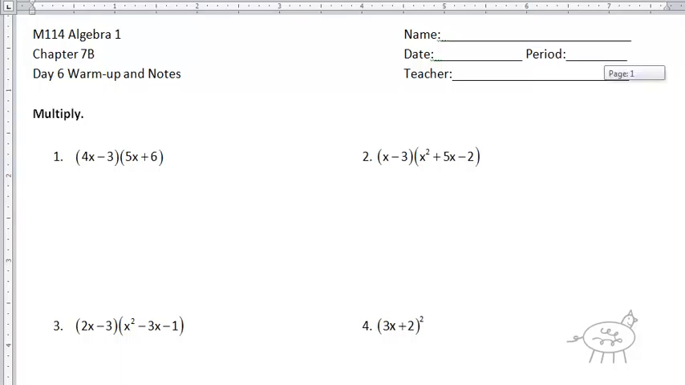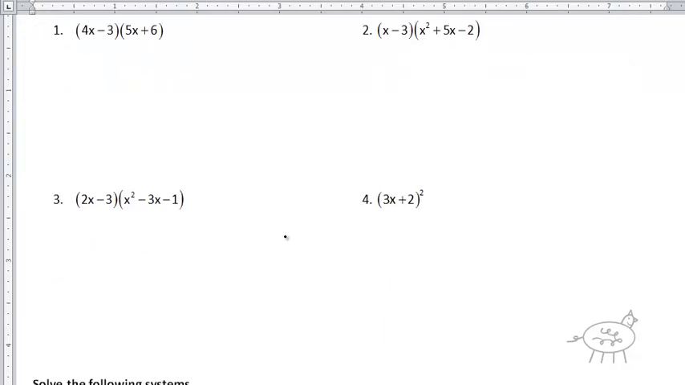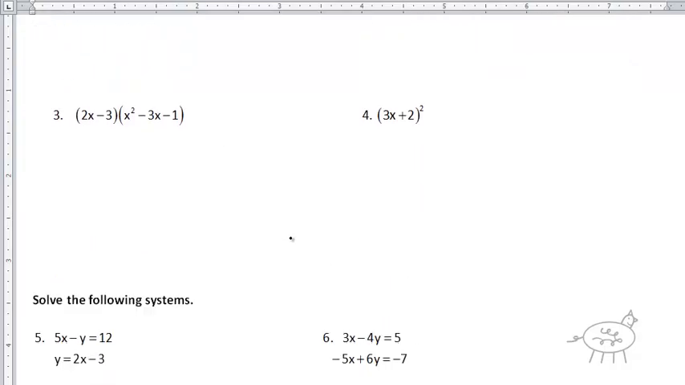So I'm not going to do this warm-up just because I want to get into the notes. But remember, number 1 you FOIL, number 2 is what we just learned, so you distribute. Make sure you distribute all the terms in the first set of parentheses, the second. Same thing with number 3. For number 4, make sure you write it twice, and then you FOIL.